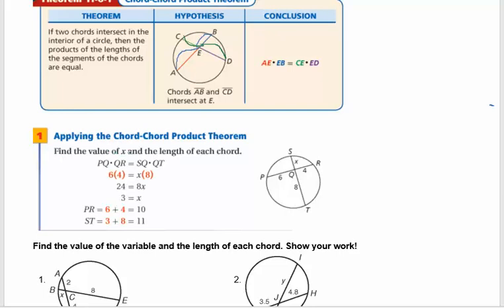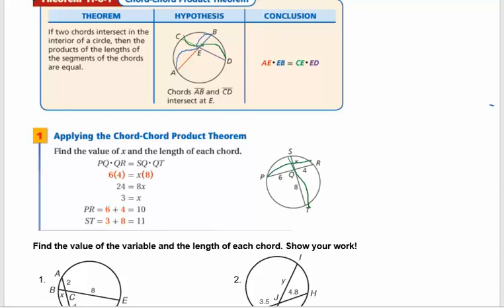Once you find x, you're usually not done. Like this one says, find the value of x and the length of each chord. The chords are PR and ST. Well, we already know PR is 10, but you still need to write it. And then the length of ST is what you found for x plus the other part, which was 8.